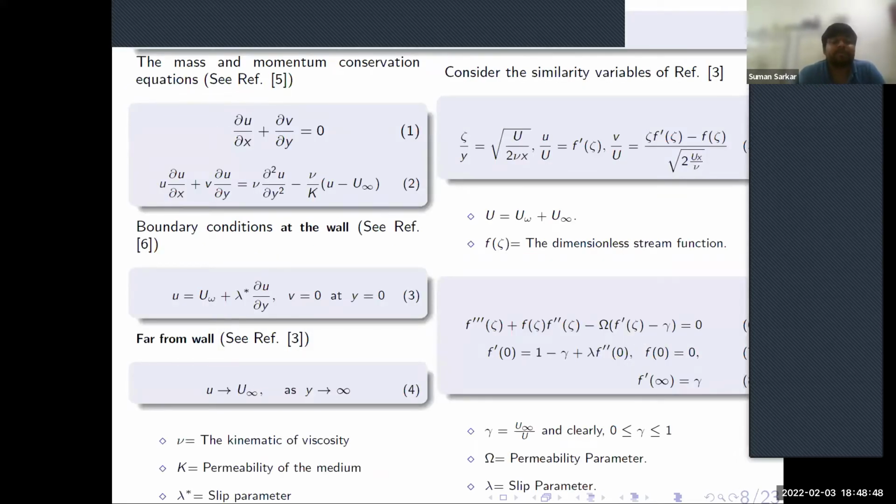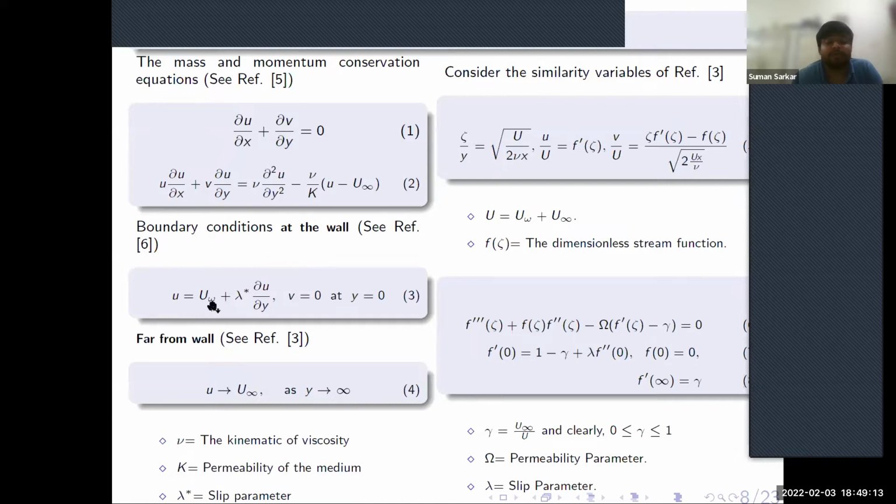Mathematical formulation. The mass and momentum conservation equations are given in equations 1 and 2. And the boundary condition at the wall is U equal to U_W plus lambda star del U by del Y. Here lambda star is the slip parameter. When lambda star equals 0, the velocity at the wall is equal to the plate velocity.